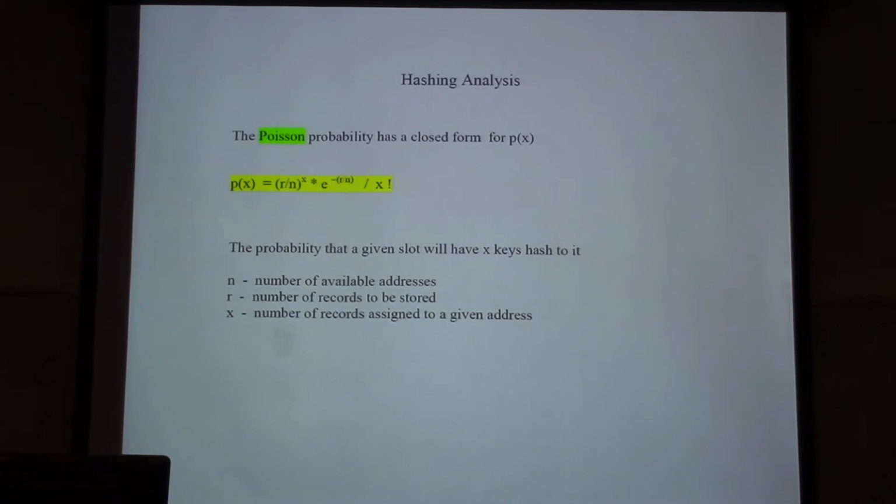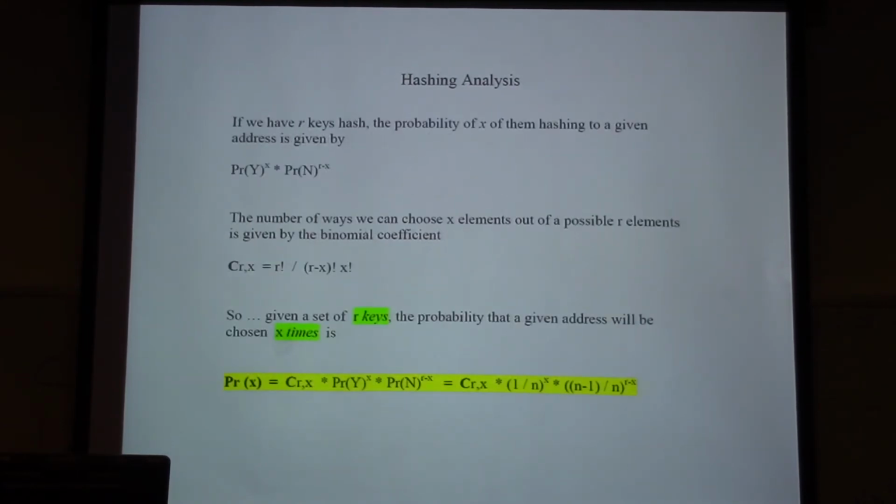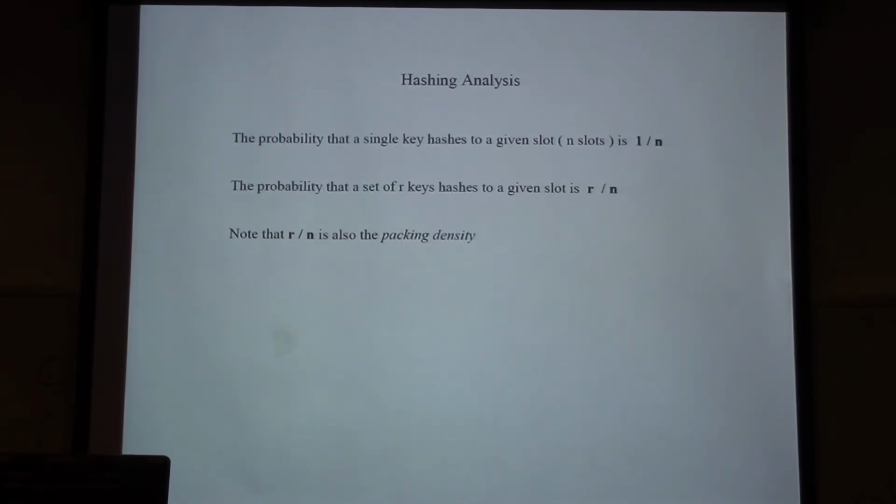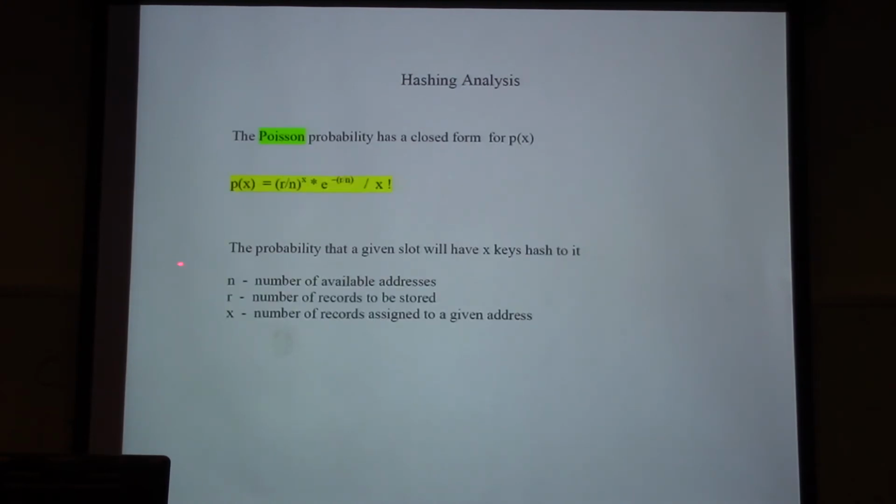Okay, now there is a distribution called the Poisson probability distribution, and I'll show you why the Poisson is so significant here. The Poisson probability has a closed form for P of x. What is P of x? Well, this is P of x. P of R, x is the same as P of x. The probability of x elements hashing to a given slot. For any slot, the probability of x elements hashing to it is equal to R over n to the x times e to the minus R over n divided by x factorial.